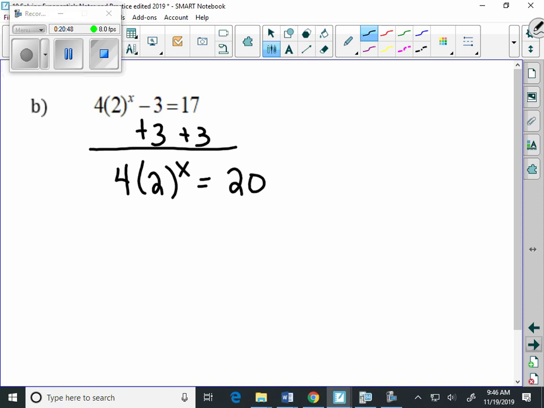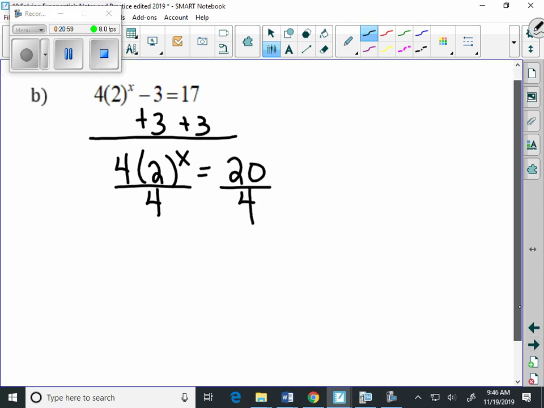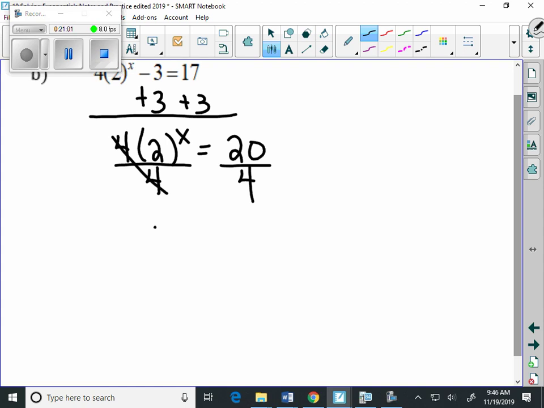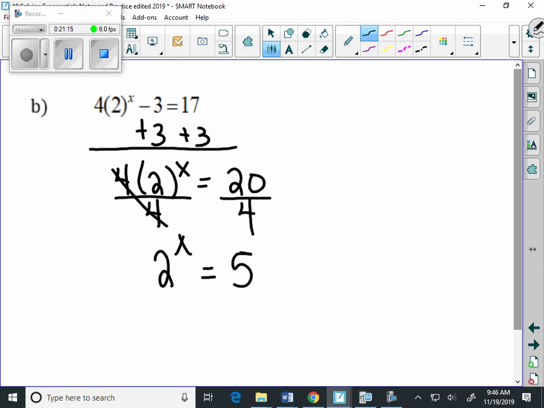And we have a good start on isolating, but we're not quite finished. We need to divide both sides by 4. And when we do, the 4's cancel out and we're left with 2 to the x equals 5. And now we can finish the problem. But what's going to happen here is that we're going to have to put a logarithm in for both sides. It's the log of 2 to the x equals the log of 5.